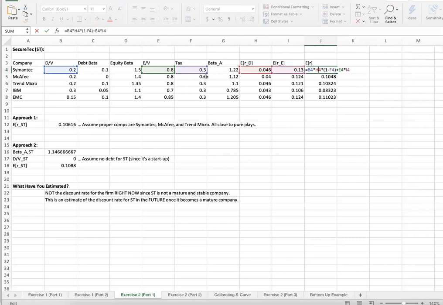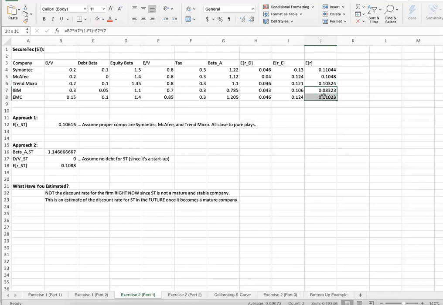Remember, what do we do? We take D over V times pre-tax cost of debt times 1 minus tax rate, plus 80% of the company is this, cost of equity of 13%. So when we balance that out, that gives us a discount rate for the company as a whole of a shade over 11%. Similarly with McAfee, we get about 10.5%, and about 10.3% with Trend Micro.